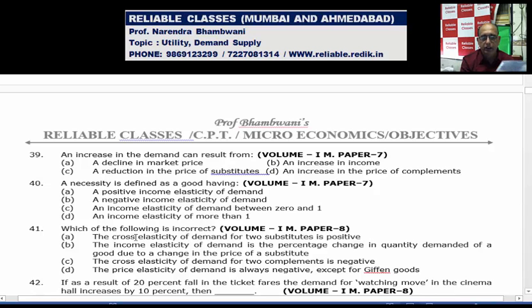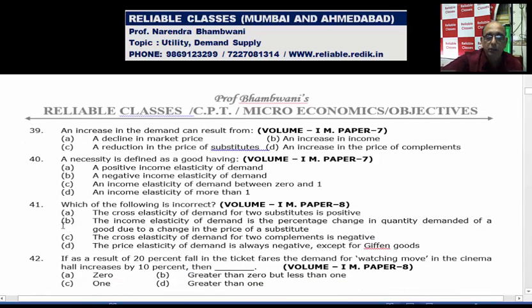An increase in demand can result from. Increase in demand means demand is rising because of non-price factor. An increase in demand can result from decline in market price. When there is a decline in market price, we call it expansion in demand. Expansion and contraction are because of price. Increase in income, yes. Increase in income will lead to increase in demand.